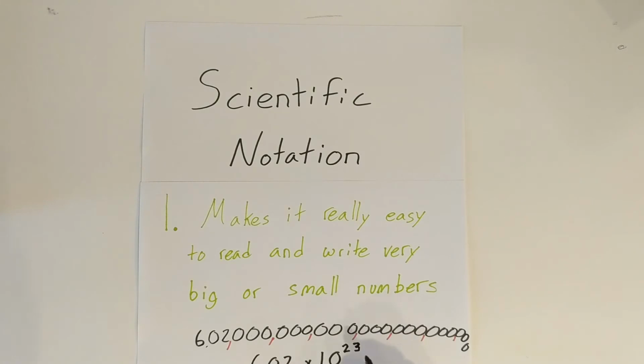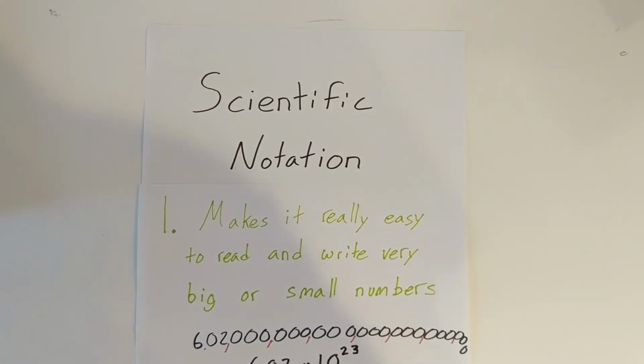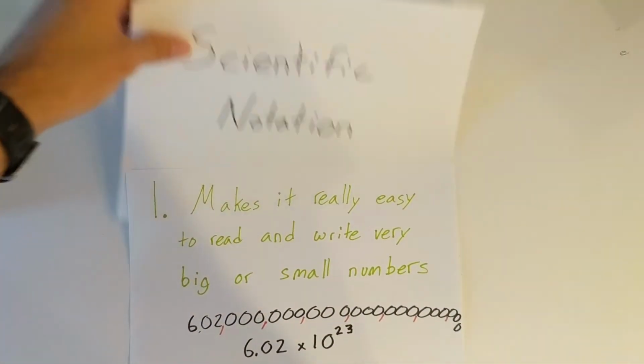If you have a number greater than 1, this will be a positive number, whereas if my number is less than 1, it'll be a negative number. So I'll do another example. Let me push this up a little bit.